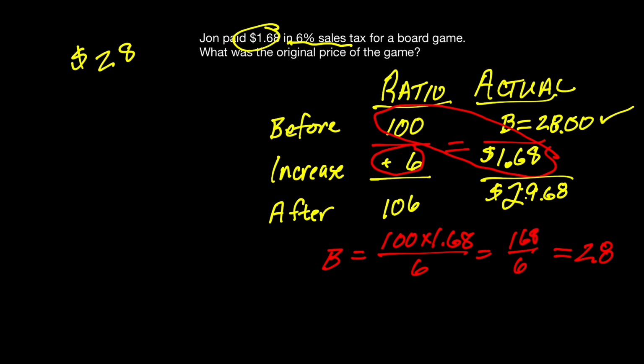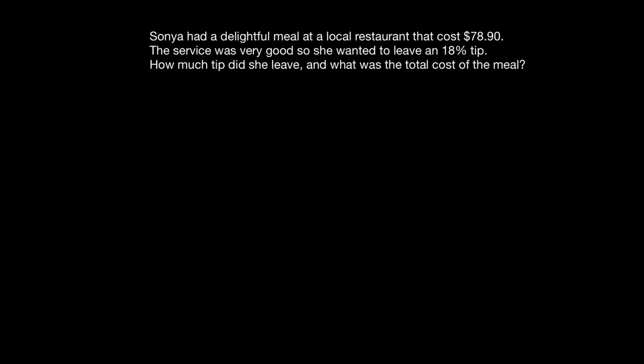So there's one quick example. Now let me show you the second example where they ask for the after. Sonia had a delightful meal at a local restaurant that cost $78.90. That's a before number. The service was very good, so she wanted to leave an 18% tip. How much tip did she leave, and what was the total cost of the meal?